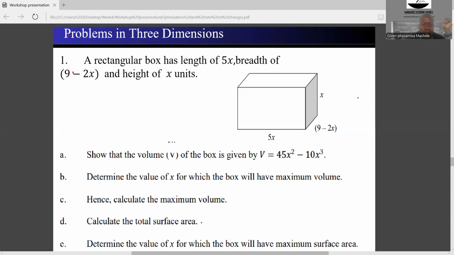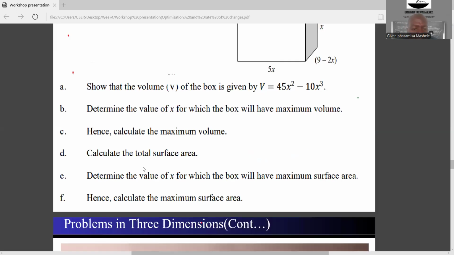Okay, then now we can move on. So the other one says, calculate the total surface area. Actually, they're supposed to say determine the total surface area in terms of x. And they say determine the value of x for which the box will have a maximum surface area, and hence determine the maximum surface area.